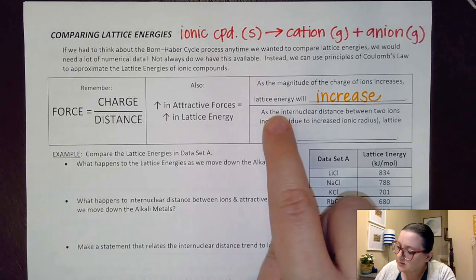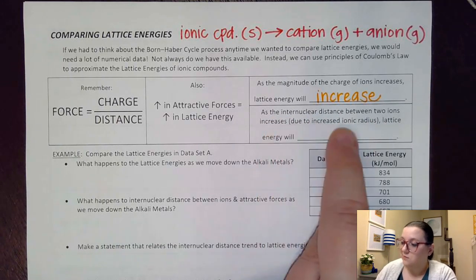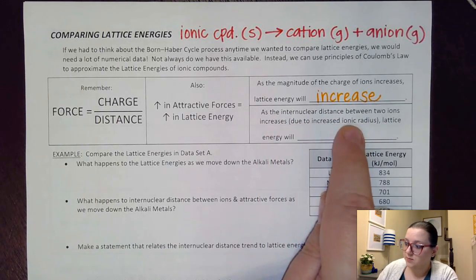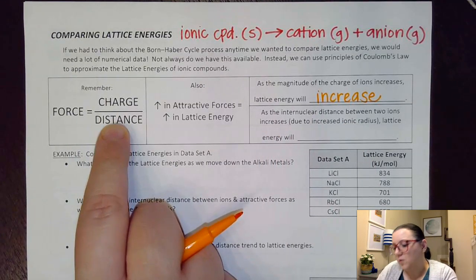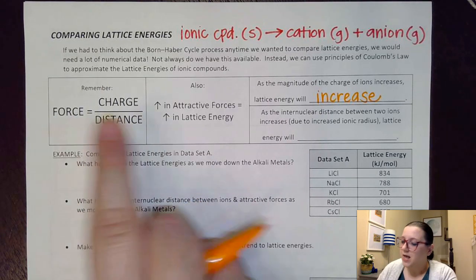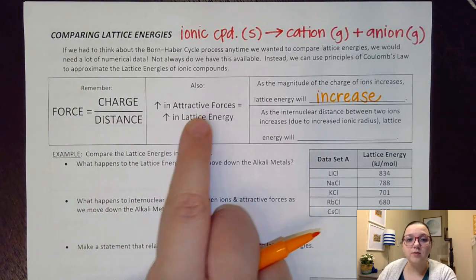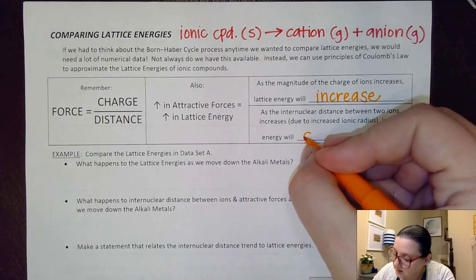So it says, as the internuclear distance between two ions increases due to increased ionic radius, so we'll talk about that here in a minute, if that distance goes up, if that gets bigger, force of attraction gets smaller. And if force of attraction gets smaller, that means lattice energy also gets smaller. So here the lattice energy would decrease.